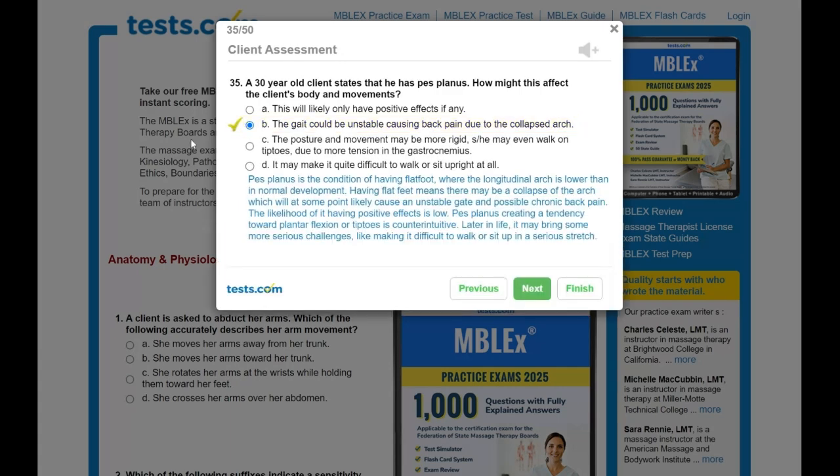B. The gait could be unstable, causing back pain due to the collapsed arch. Pes planus is the condition of having flat foot, where the longitudinal arch is lower than in normal development. Having flat feet means there may be a collapse of the arch, which will at some point likely cause an unstable gait and possible chronic back pain. The likelihood of it having positive effects is low. Pes planus creating a tendency toward plantar flexion, or tiptoes, is counterintuitive. Later in life, it may bring some more serious challenges, like making it difficult to walk or sit up in a serious stretch.